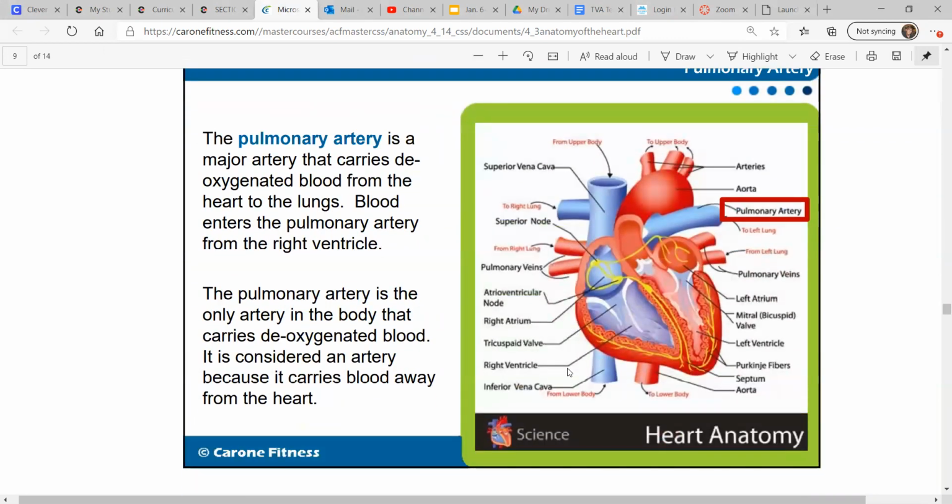The pulmonary artery is a major artery that carries deoxygenated blood from the heart to the lungs, and blood enters the pulmonary artery from the right ventricle. The pulmonary artery is the only artery in the body that carries deoxygenated blood. And it's considered an artery because it carries blood away from the heart.